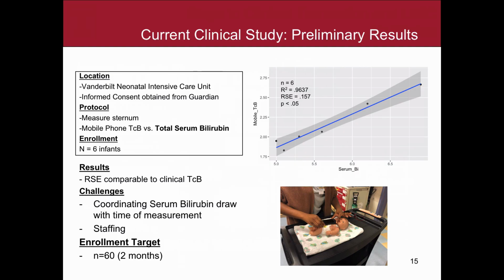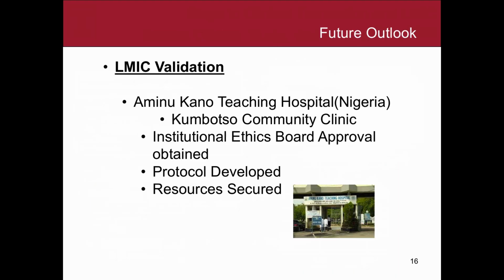So now, moving forward, we've worked those challenges out, and we have a process where we are getting consistent data now. Our target enrollment in the next 2 months is about 60 infants, and if the results still look like this, we'll be confident in moving forward to low and middle income settings. So ultimately, that's where we want to go with this.